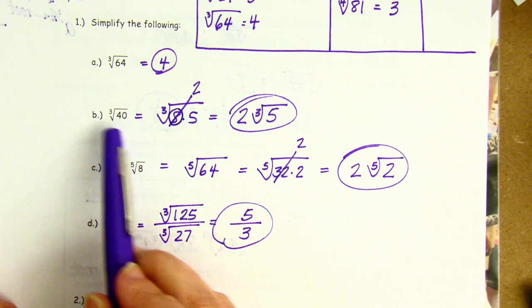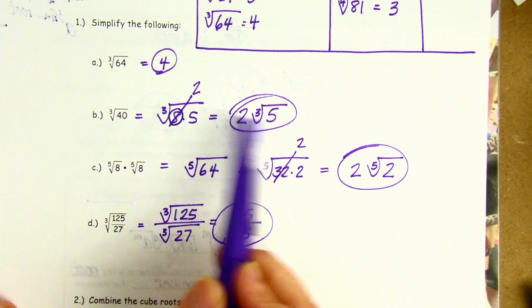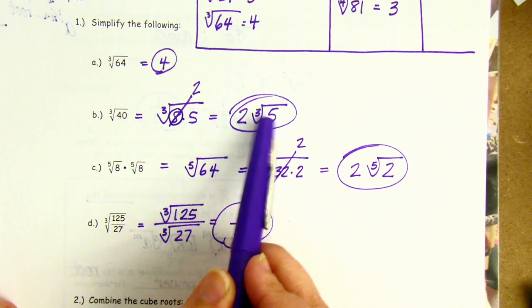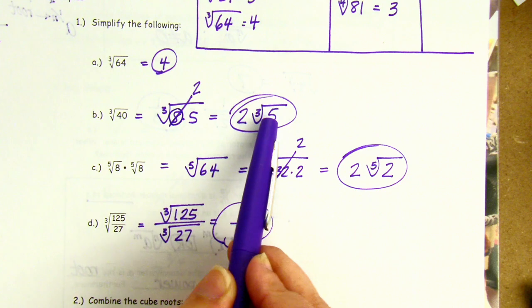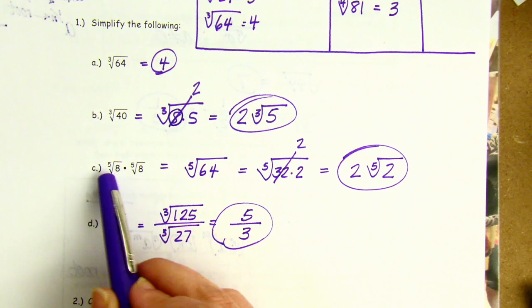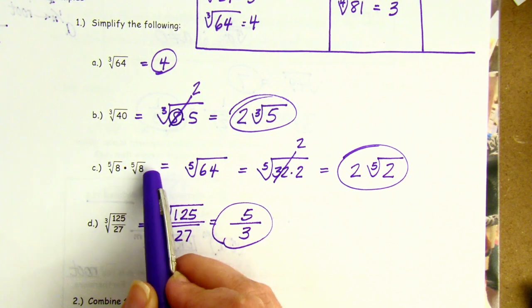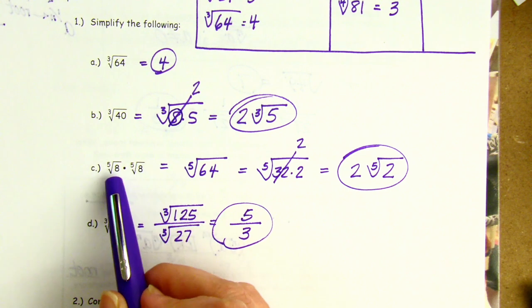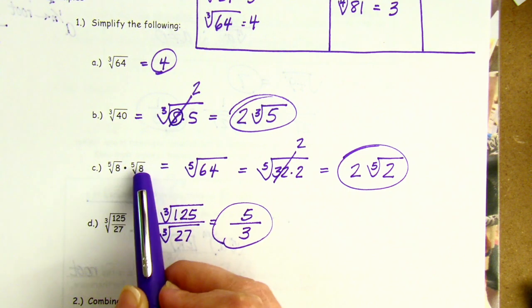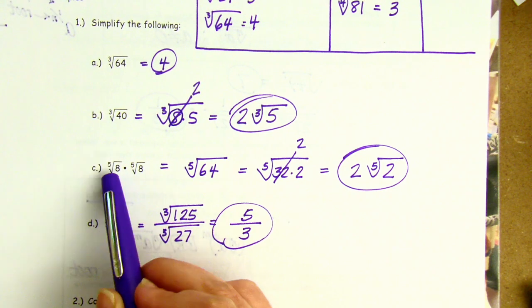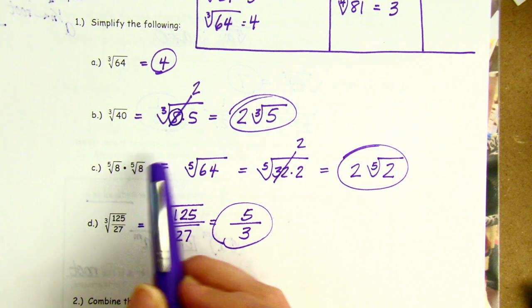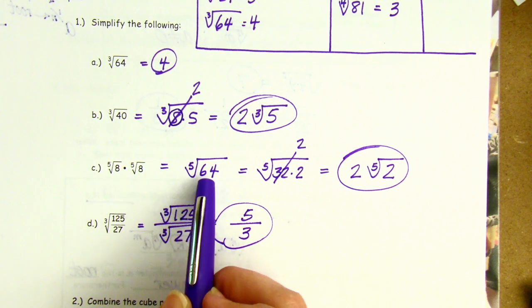Make sure that you are using the index, okay? Don't write 2 times the square root of 5. Square root and cube root are not the same thing. This one here is the fifth root, okay? If you notice, I'm going to do 8 times 8 because I'm going to use that product rule. So the fifth root of 8 times the fifth root of 8 is equal to the fifth root of 8 times 8, or 64.